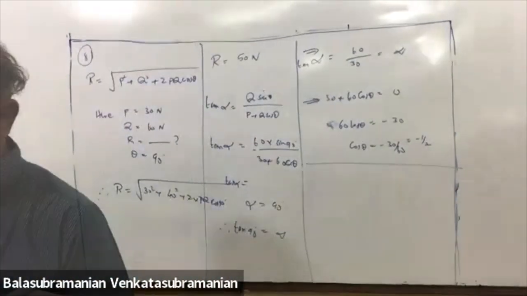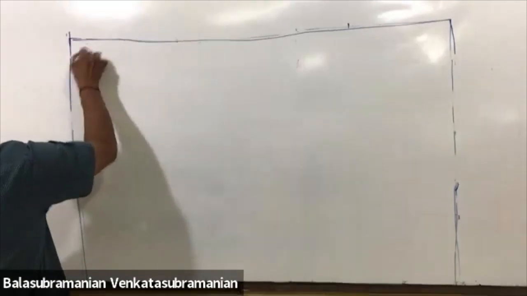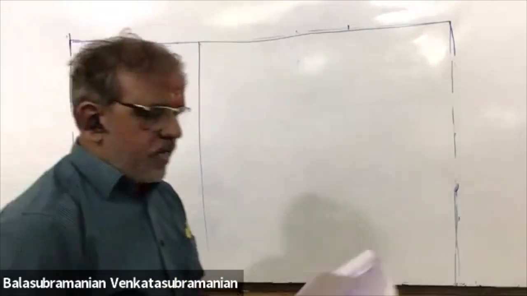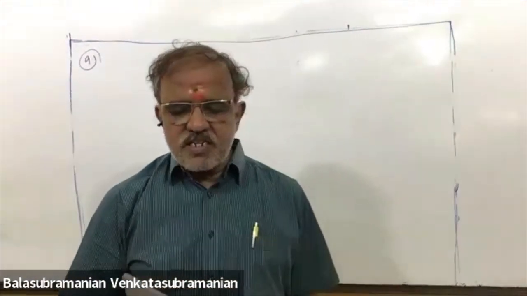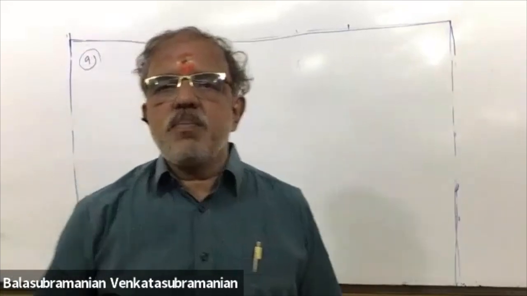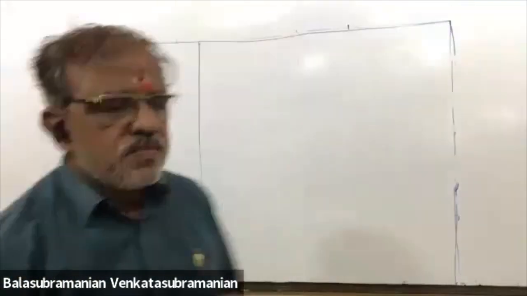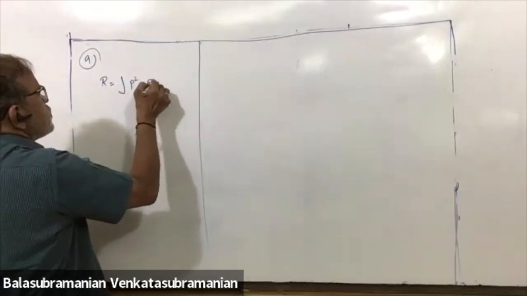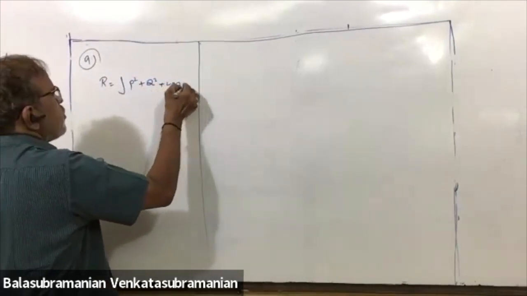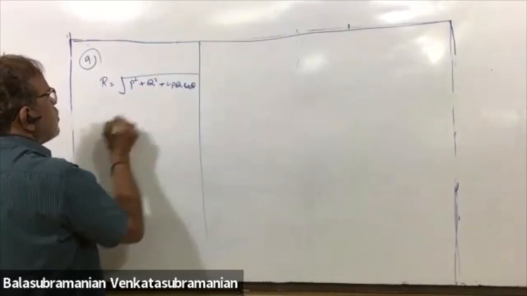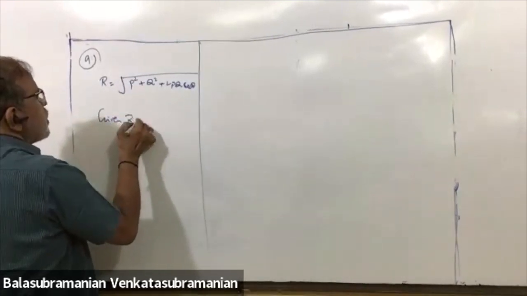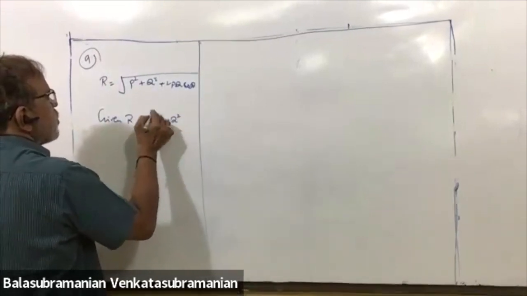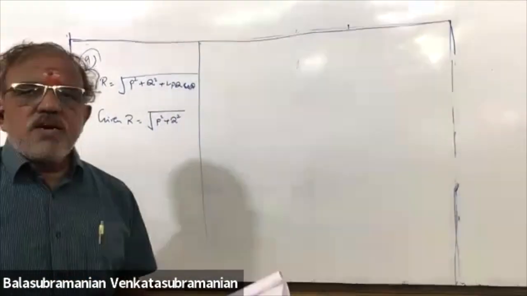Okay. Next. Ninth one. Find the angle between two vectors P and Q if the resultant of the vector is given by R square is equal to P square plus Q square. R will be root of P square plus Q square plus 2PQ cos theta. Given R is equal to root of P square plus Q square. So here theta we have to calculate.